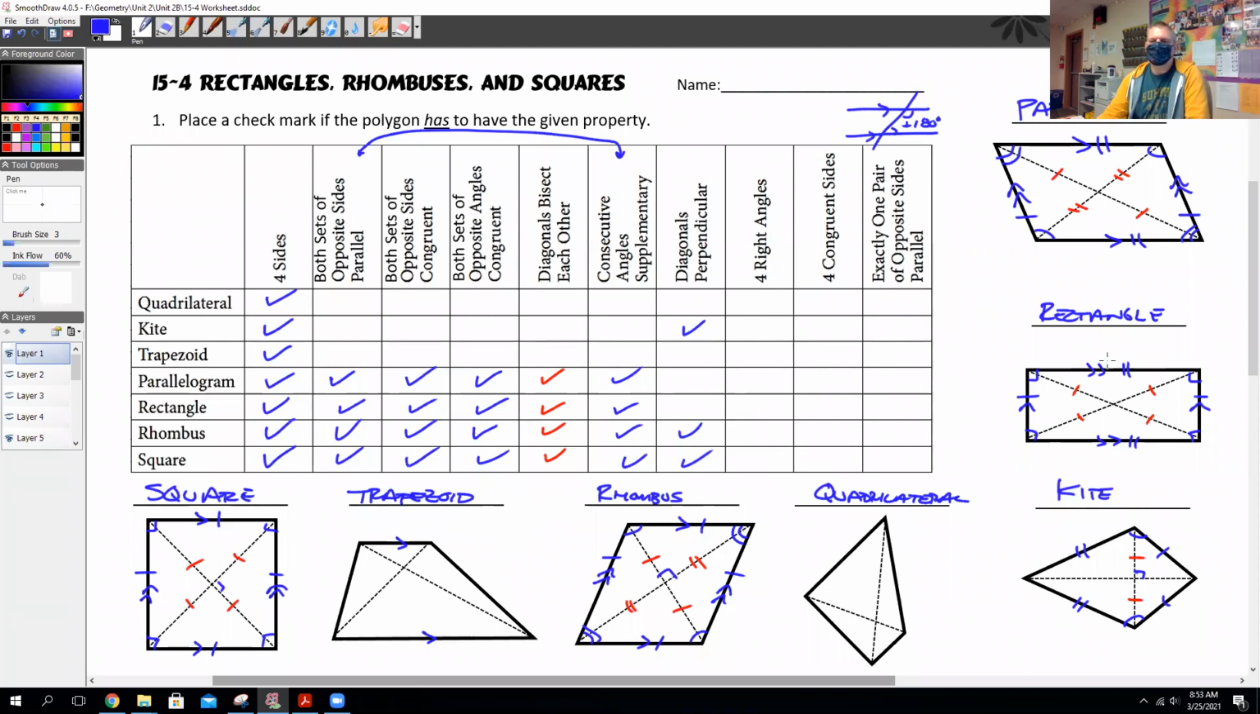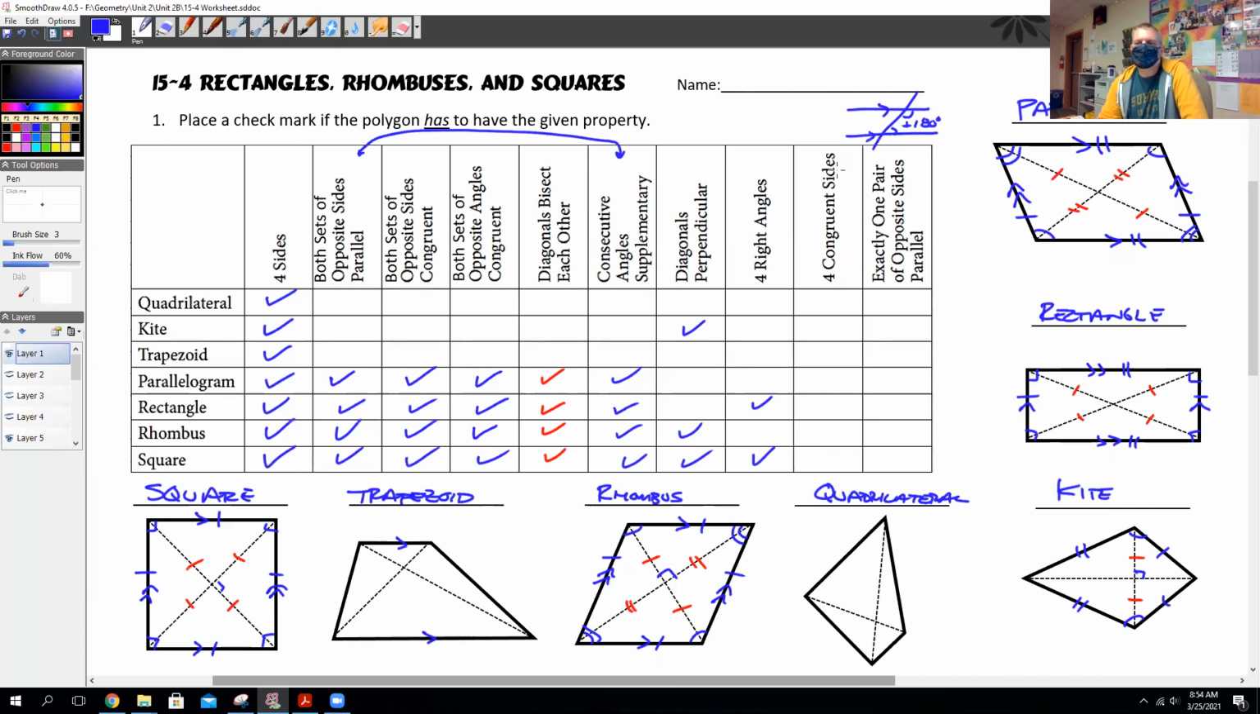Just taking a quick peek. What's that? Rectangle and square, right? 4 right angles, 4 right angles. None of the rest of these have 4 right angles where their sides meet here. So rectangle and square, right? I've got 4 right angles.